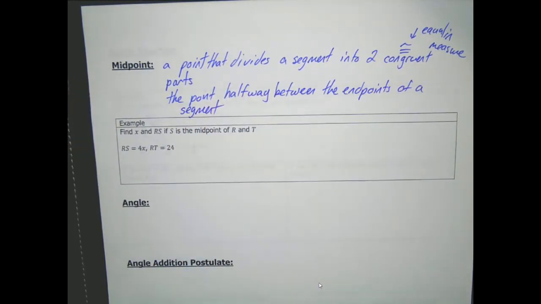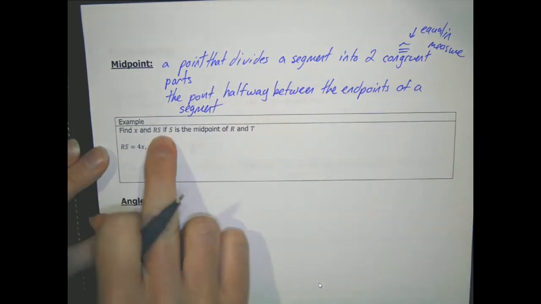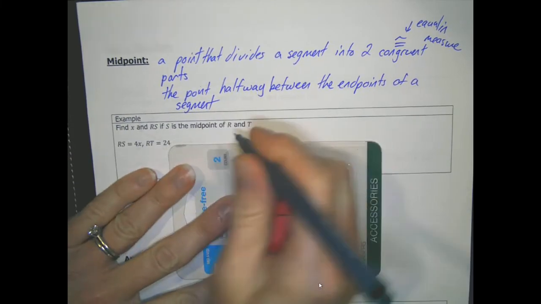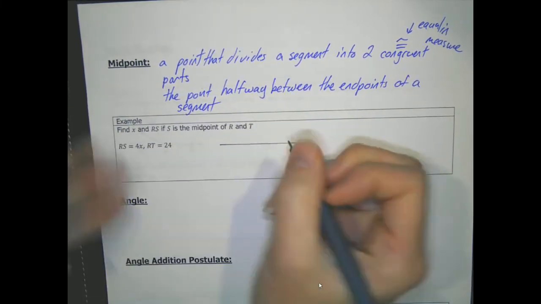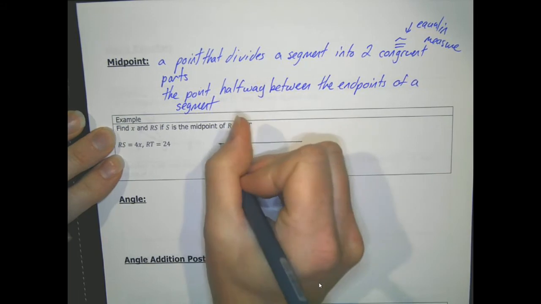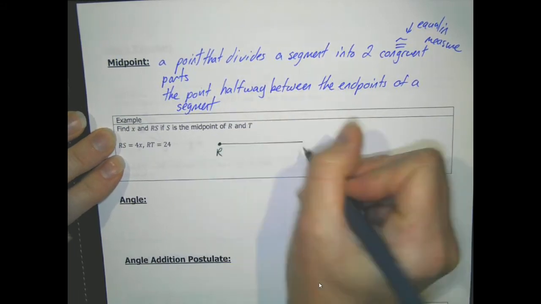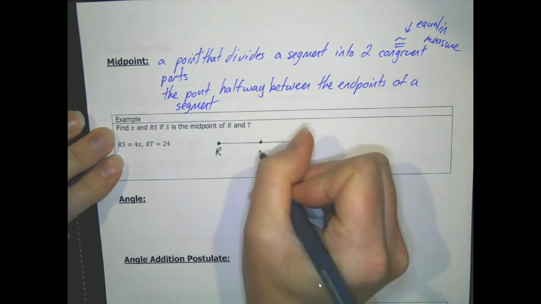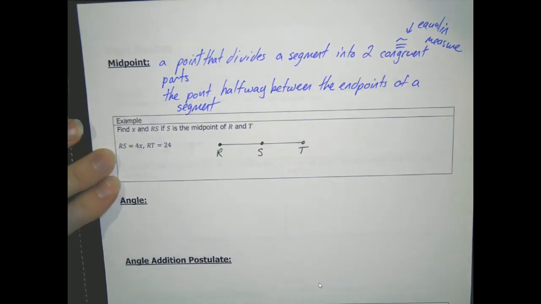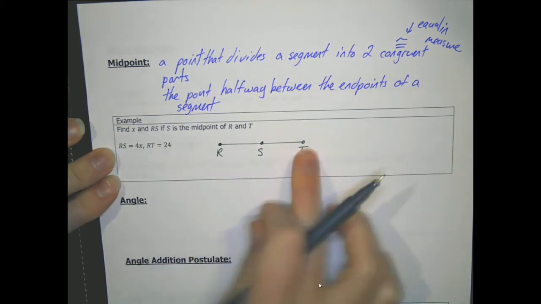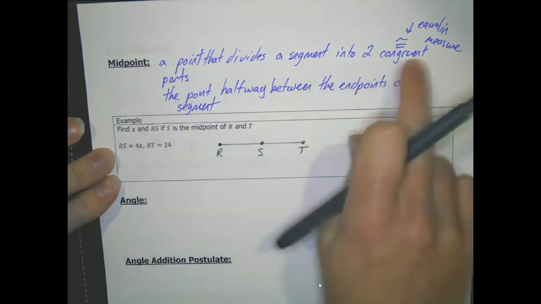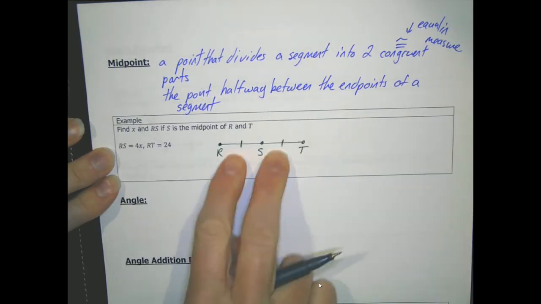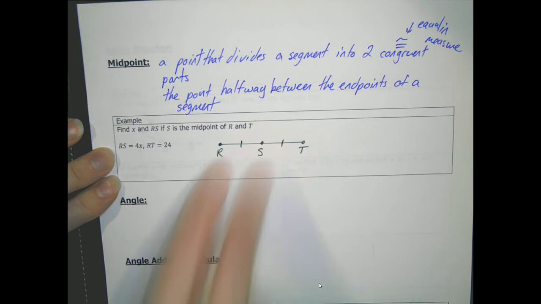So it says find x and RS if S is the midpoint of RT. So I have no diagram here. I'm a very visual person. So S is the midpoint of RT. So here is R, here is T. They're capital because they're points. S is going to be the midpoint. It's in the middle. Okay. If I know it's the midpoint, well, I know a midpoint divides a segment into two congruent parts. So I also know that this part is the same as this part, and I indicate that by putting the same number of tick marks on it.